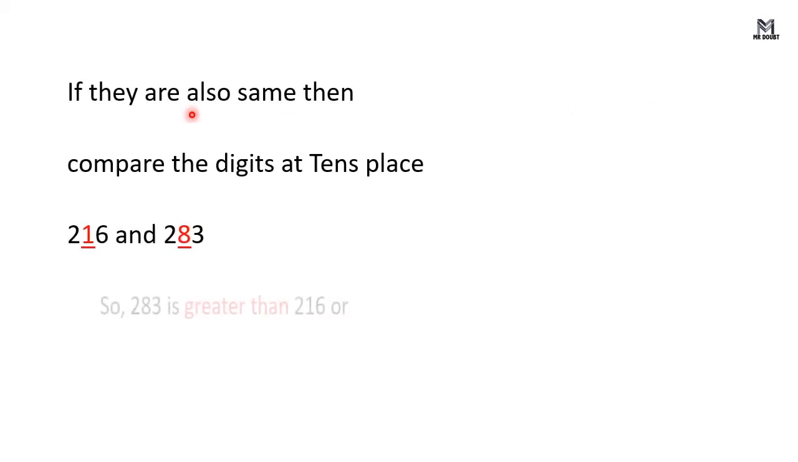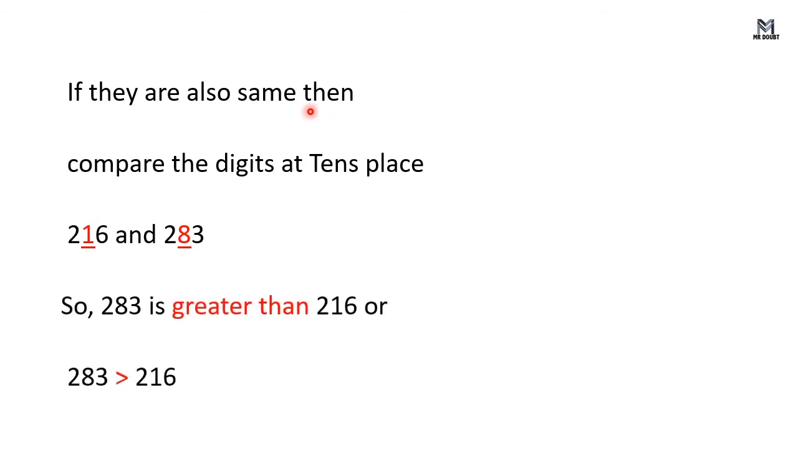Now it is different. If the digit at the hundreds place is the same, then what to do? Then we will compare the digits at the tens place. In the example, you can see here in 216 and 283, the digit at the hundreds place is the same. So I will switch over to the next digit. I will compare the digit at the tens place. Now look here, here it's 1 and here it is 8. And you know that 8 is greater than 1. So this whole number is greater than this number.